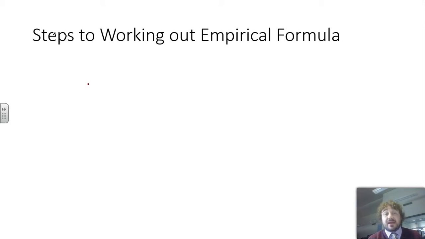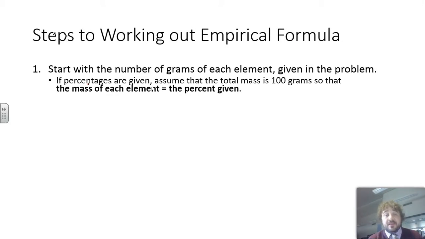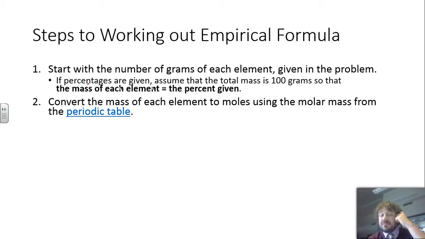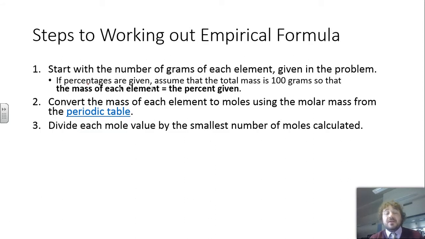Alright, so how to work out the empirical formula. We're finally there. You want to start with the number of grams of each element. Now if you're given percentages, work with 100 grams just to keep it simple. Okay, so we convert the mass of each element to moles using the molar mass from the periodic table. Then you want to divide each mole value by the smallest number of moles calculated. Okay, we'll see what that means in a second.